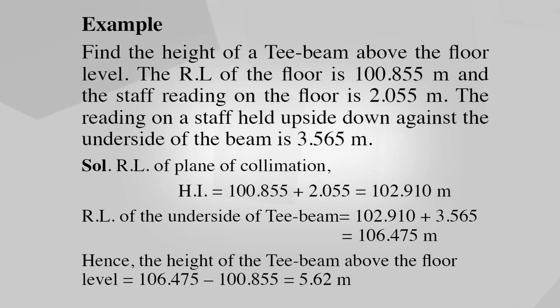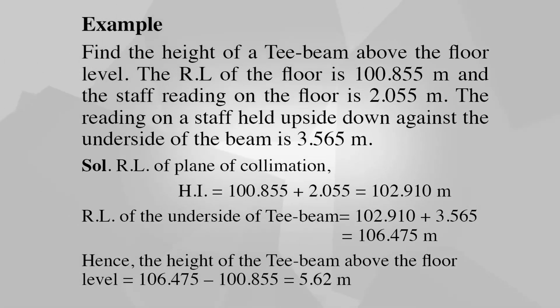Now, we will take some examples to clarify it more. We have to find the height of a T-beam above the floor level. The RL of the floor is 100.855 meter and the staff reading on the floor is 2.055 meter. The reading on a staff held upside down against the underside of the beam is 3.565 meter.